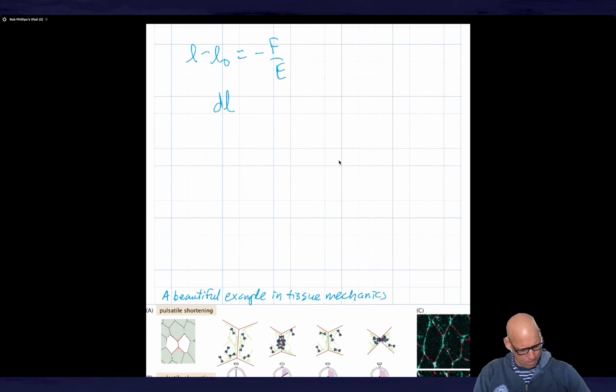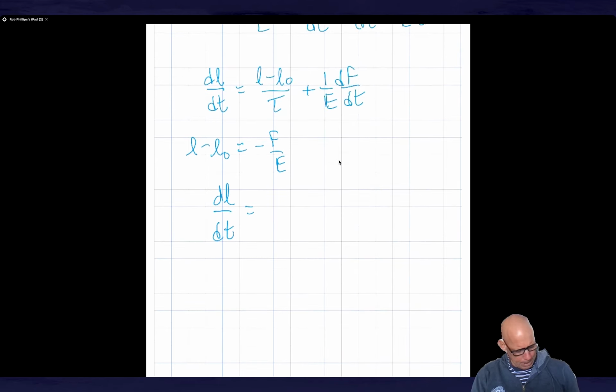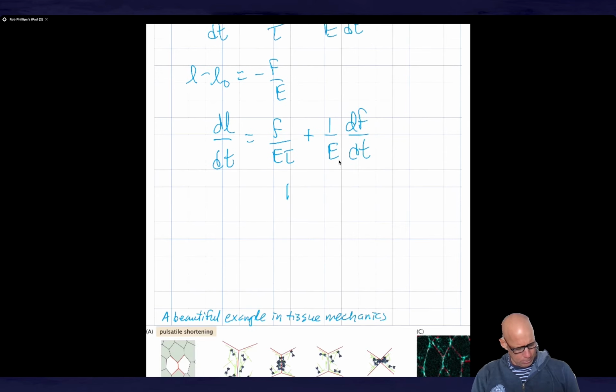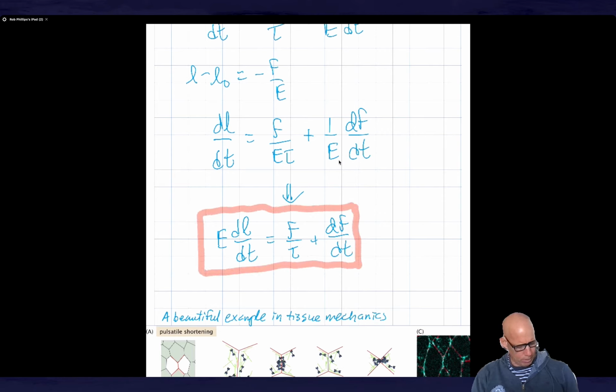I don't know what happened here, but at any rate, what I want to say is that dL/dt is equal to F over E tau, and then plus 1 over E dF/dt. And so the net result is that I have this equation of motion, E dL/dt is equal to F over tau, and then plus dF/dt. And that's our governing equation for this problem.